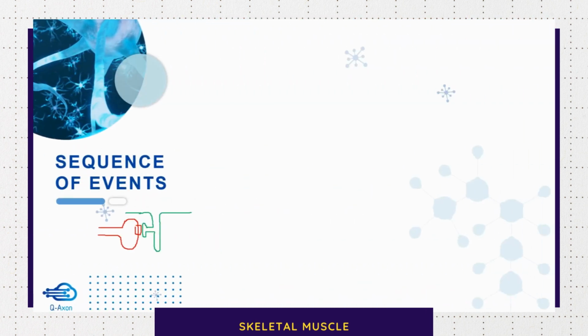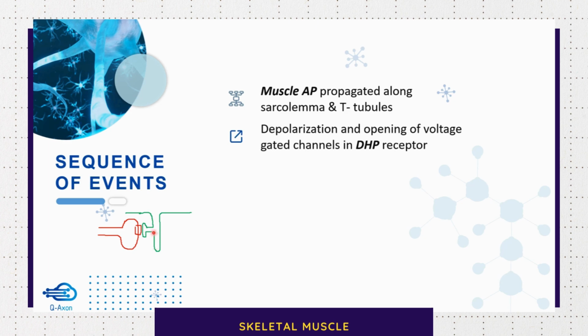Let's now study the sequence of events in excitation-contraction coupling. Now we know that as a result of neuromuscular transmission, the nerve action potential has been translated into the muscle action potential. So the first step in excitation-contraction coupling is the propagation of the muscle action potential along the sarcolemma and then into the T-tubules.